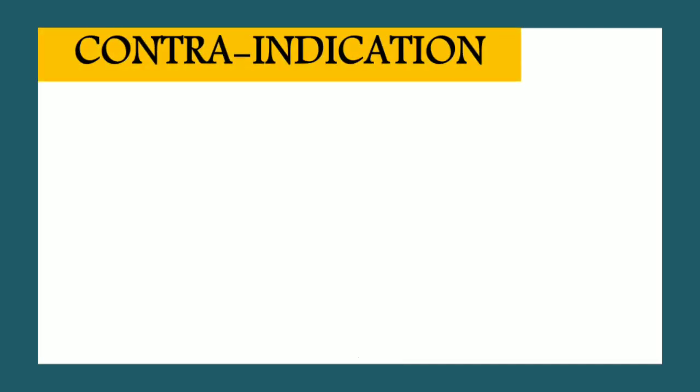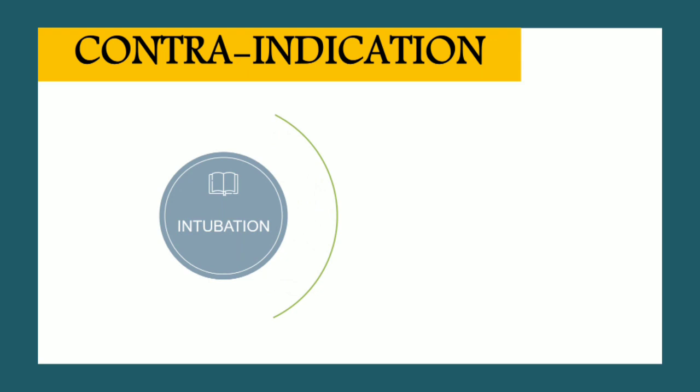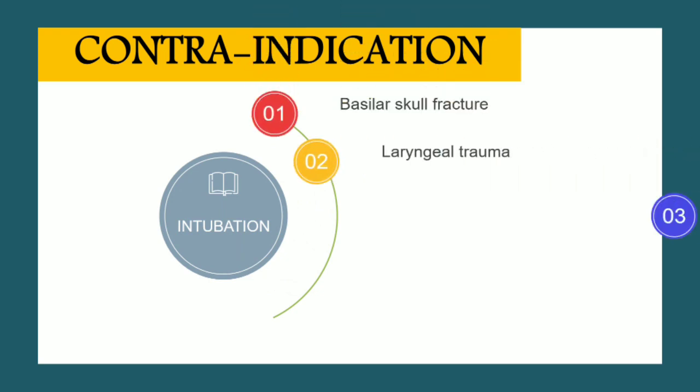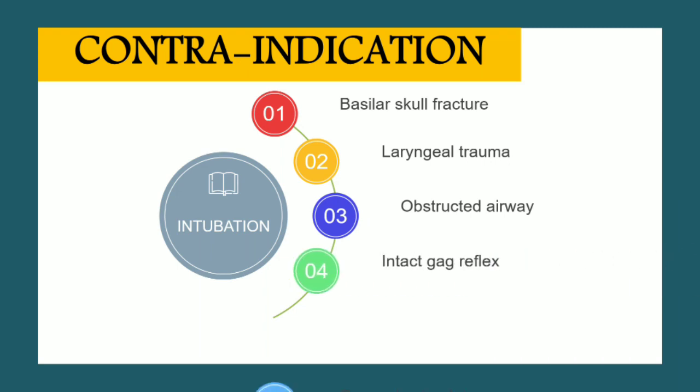The contraindications of endotracheal intubation are basilar skull fracture, laryngeal trauma, obstructed airway, intact gag reflex, and cervical spine injury. These are the conditions where endotracheal intubation is contraindicated.